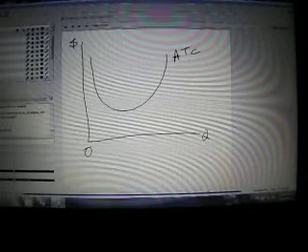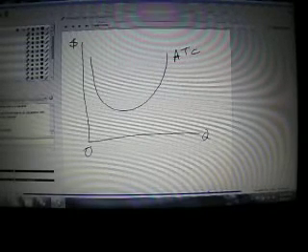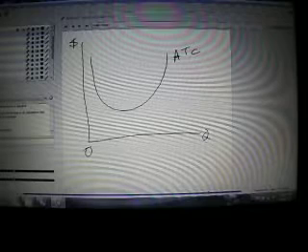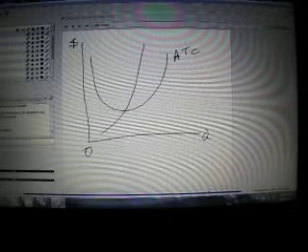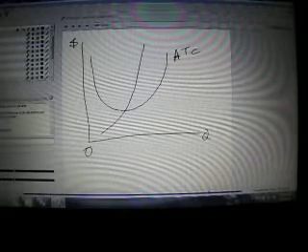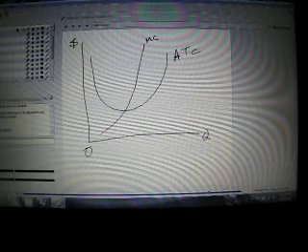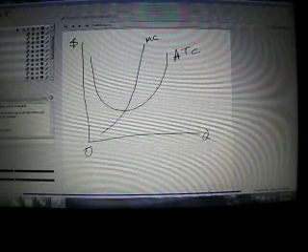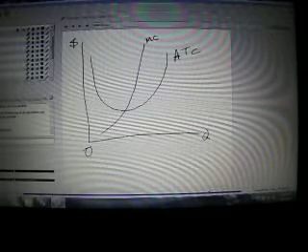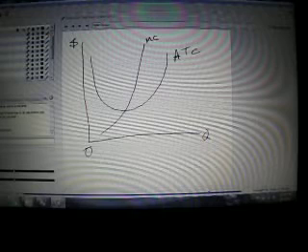Wonderful. And then the marginal cost curve will pass the average total cost curve at the lowest point of the ATC. So, this is the marginal cost, not marginal total. Marginal cost will cut the ATC at the lowest point of the ATC.